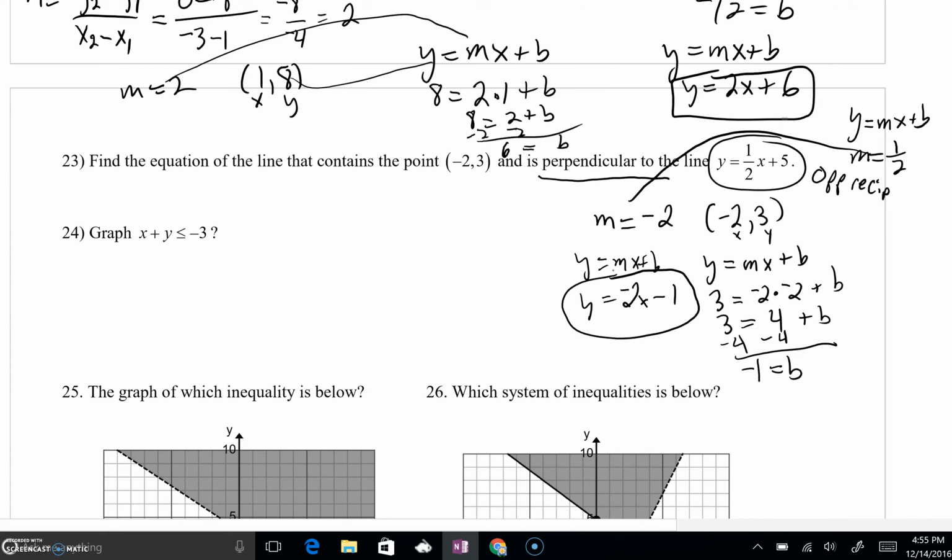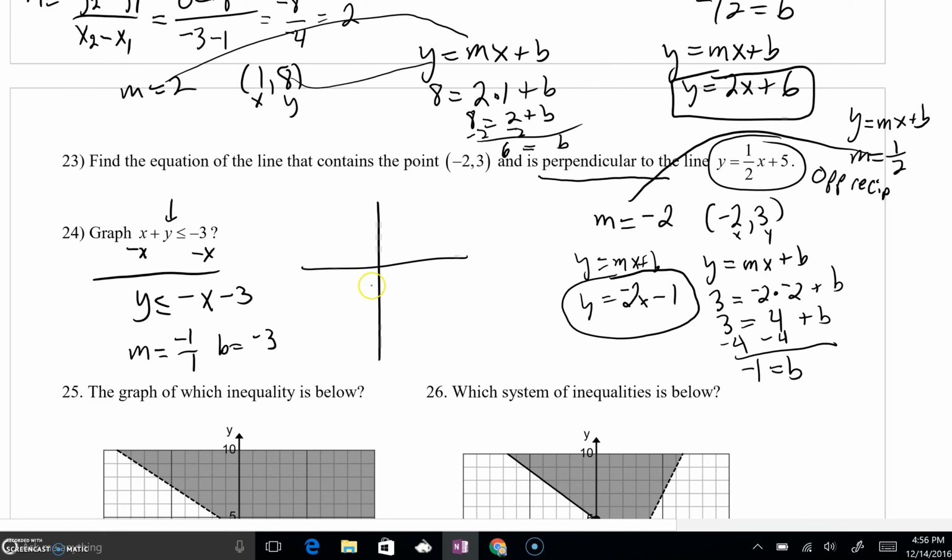For number 24, you've got x plus y less than or equal to negative 3. Let's get y alone. Let's subtract an x from both sides. You'll have y is less than or equal to negative x minus 3. Your m will be negative 1 over 1. Your b will be negative 3.